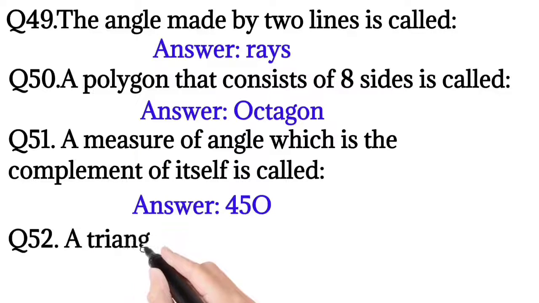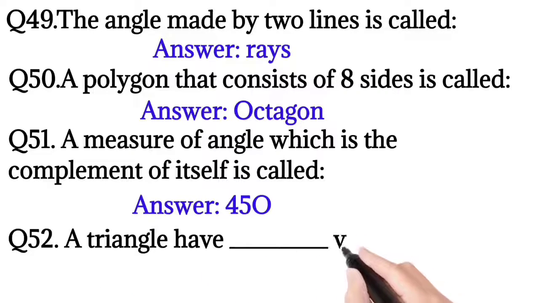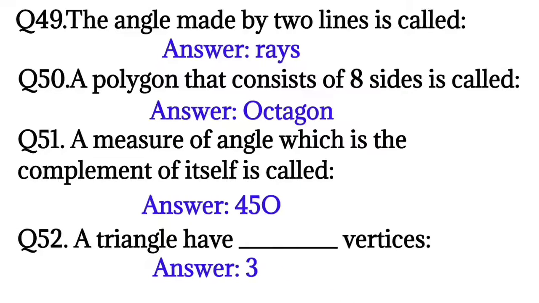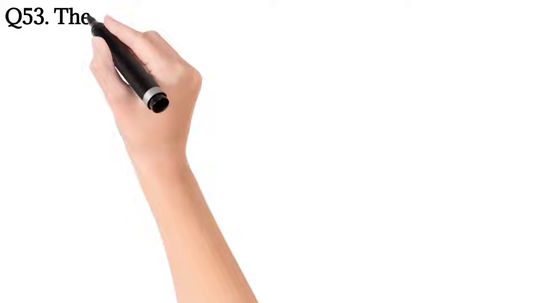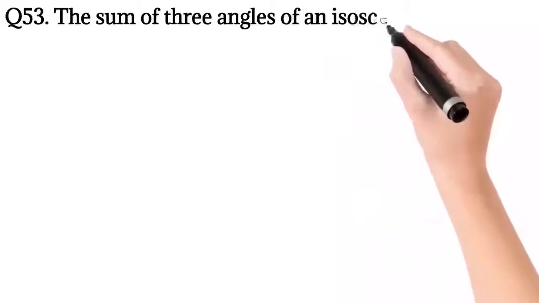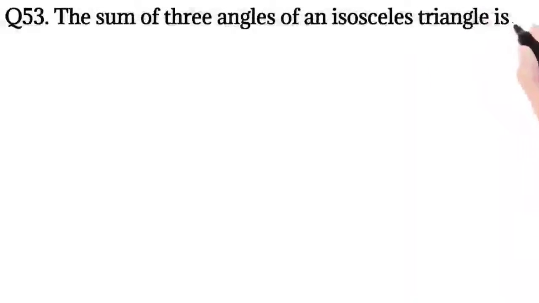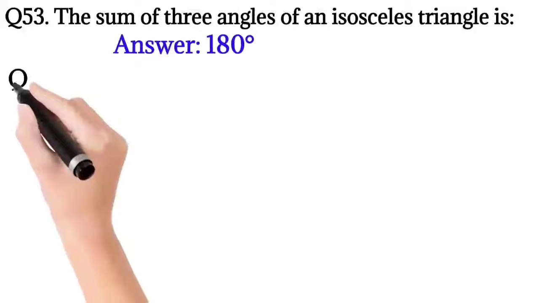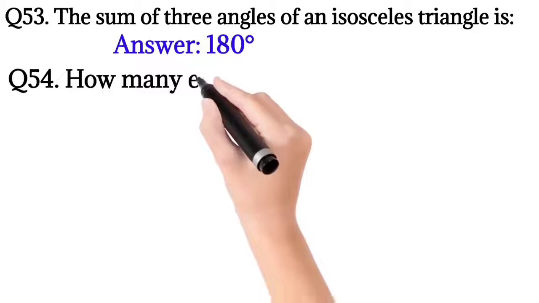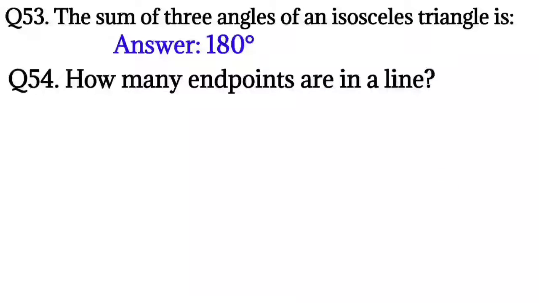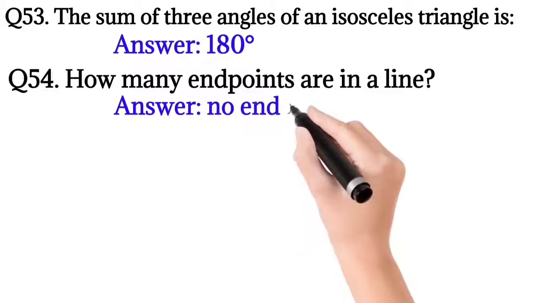Question number 52. A triangle has how many vertices? So triangle has 3 vertices. So the answer is 3. Question number 53. The sum of 3 angles of an isosceles triangle is? So the answer is 180. Question number 54. How many endpoints are in a line? So the answer is no endpoint.